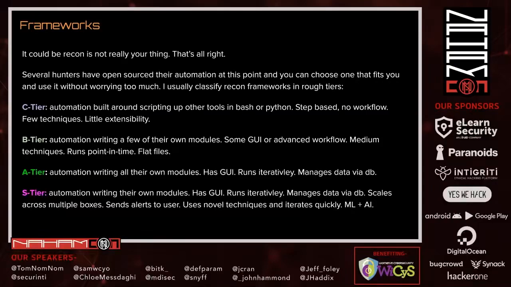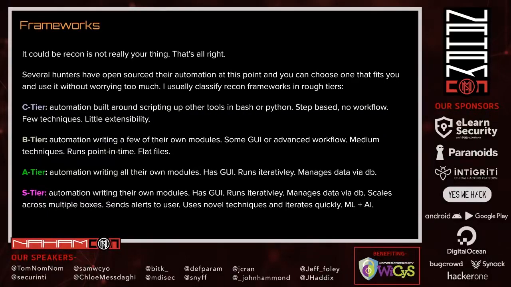In B tier, I talk about automation where maybe they're writing some of their own checks or modules, which could possibly put something into B tier. They have maybe a GUI, or an advanced workflow that does bring things back into a queuing system to restart. They have a medium amount of techniques, so they're looking for more than just subdomain enumeration. They run point in time usually, so this is a negative, right? They run once and then you have output and that's done. And usually they're tracking everything via flat files or output, like JSON or XML.